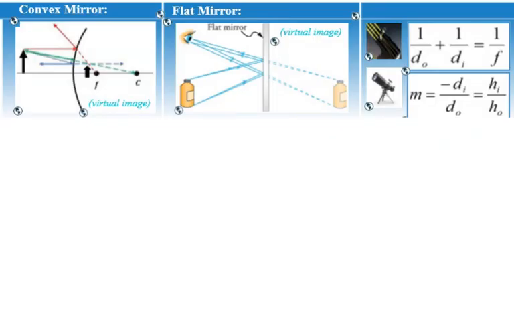So convex mirrors are the ones that always form a virtual image, and the focal length is always positive for concave mirrors, the one that we just did before this convex mirror, and the focal length is always negative for a convex mirror. And when the image distance is positive, the image is on the same side of the mirror. And if the image distance is negative, the image is behind the mirror, so this is where the virtual image is formed, behind the mirror. So this is where the distance is going to be negative.